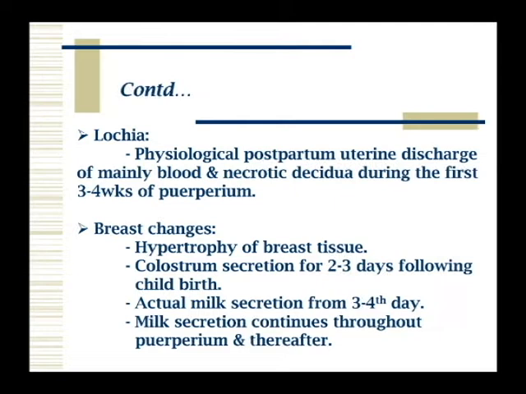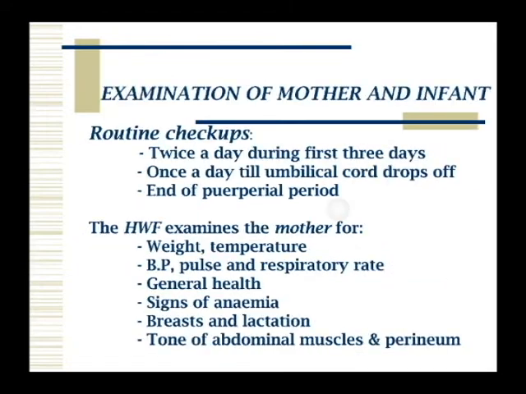So the next important topic is lochia. Okay, so now what is lochia? Physiological postpartum uterine discharge of mainly blood and necrotic decidua during the first 3 to 4 weeks of puerperium is lochia. This is a very important point. So next is breast changes. There is hypertrophy of breast tissue. Colostrum secretion is for 2 to 3 days following childbirth. Actual milk secretion is from the 3rd or 4th day. Milk secretion continues throughout puerperium and thereafter.